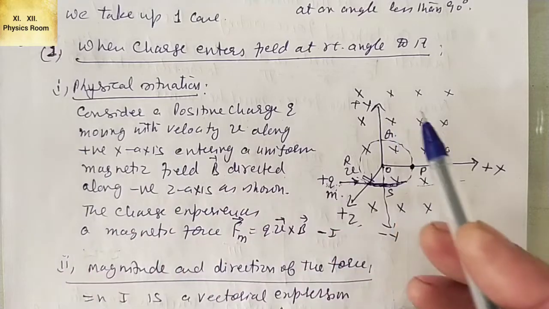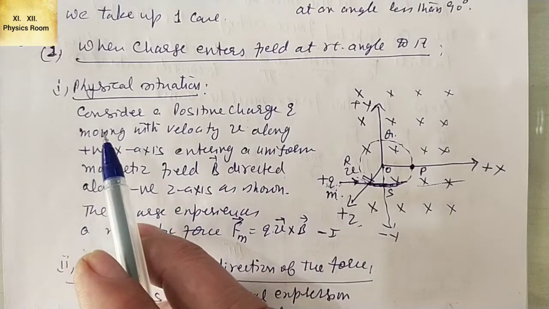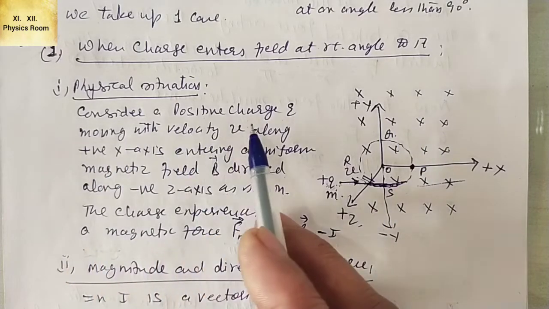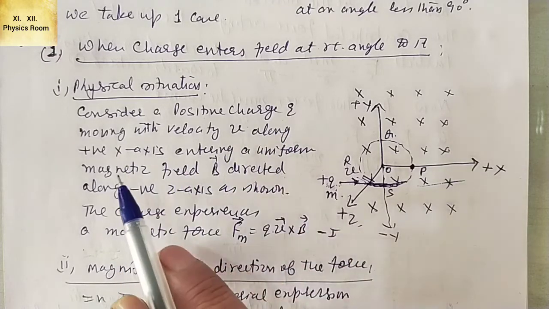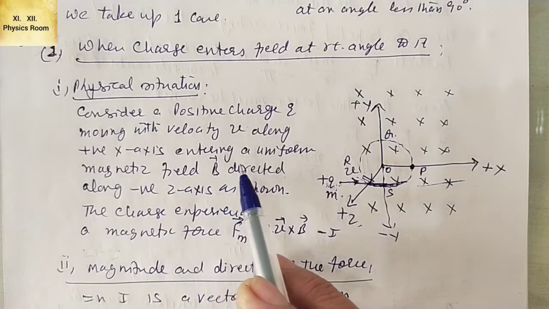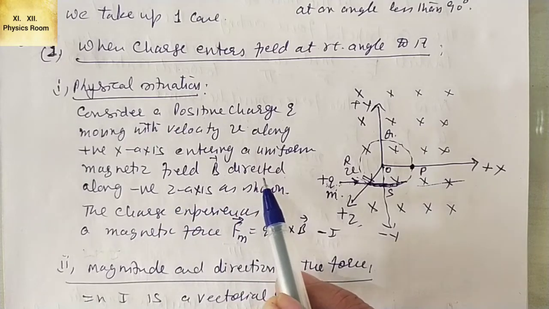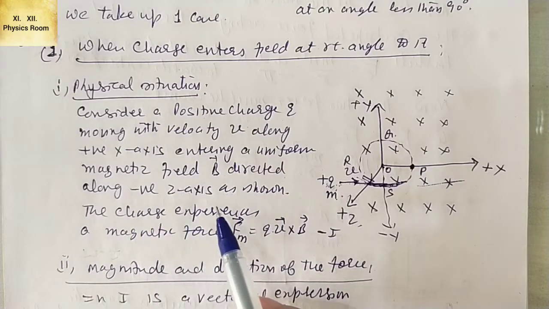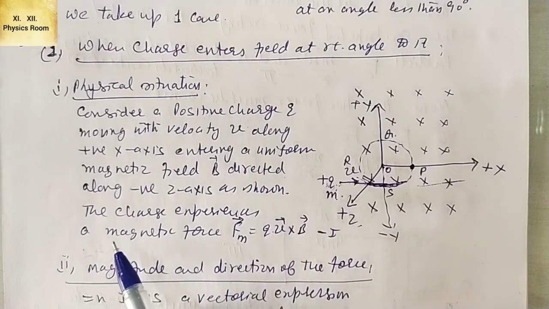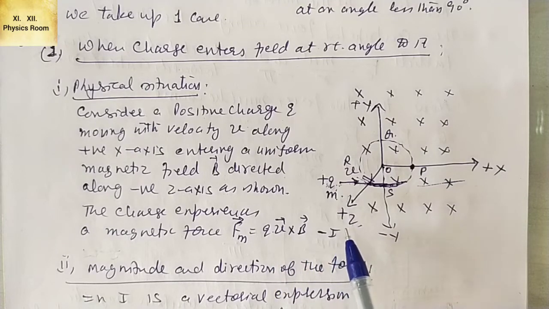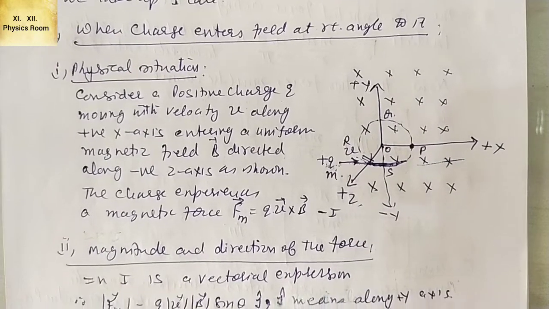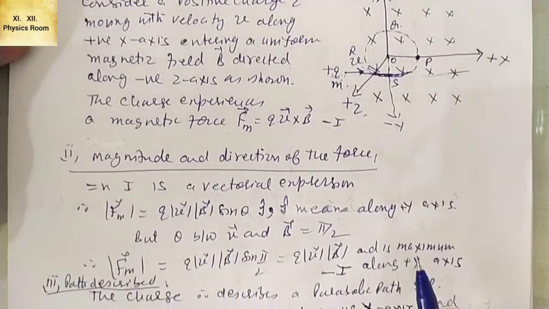So we develop this situation and give a language to it. Consider a positive charge q moving with velocity v along positive x-axis, entering a uniform magnetic field B directed along negative z-axis as shown in the diagram. The charge experiences a magnetic force Fm equal to q v cross B. Let us mark it as equation 1. Now, what is the magnitude and direction of the force? Let us look at it.